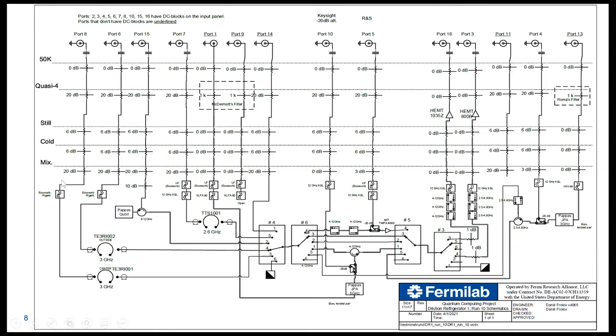And then also here, we have these so-called Eccosorb filters, which is basically a transmission line filled with a special type of epoxy that absorbs microwave and infrared radiation, and the absorption increases with frequency. So this is how you shield it from the infrared noise.